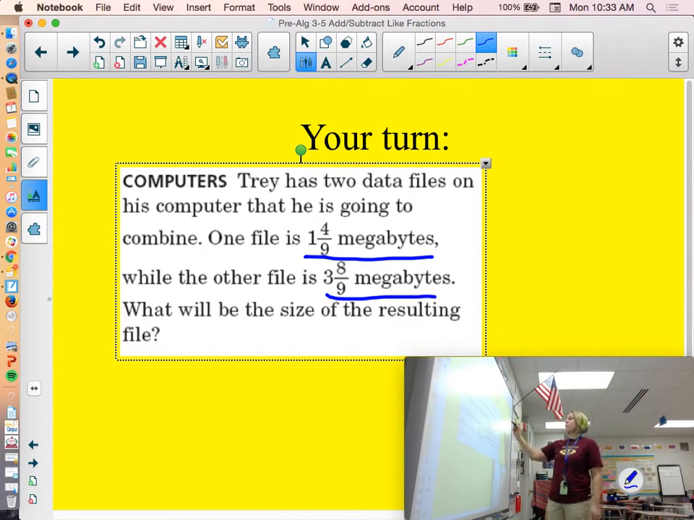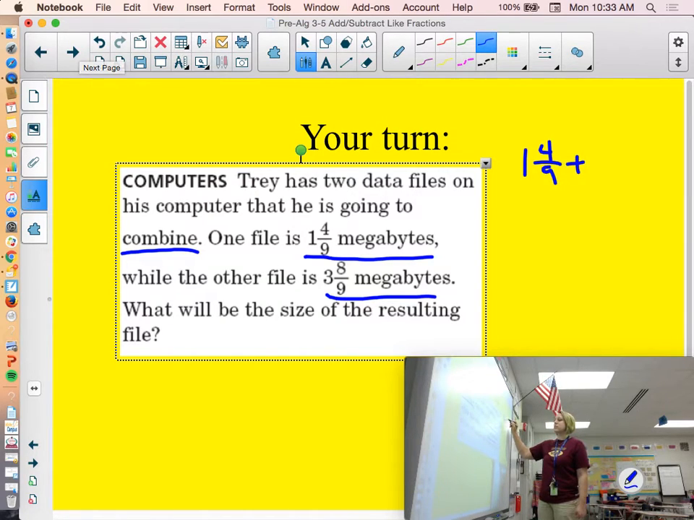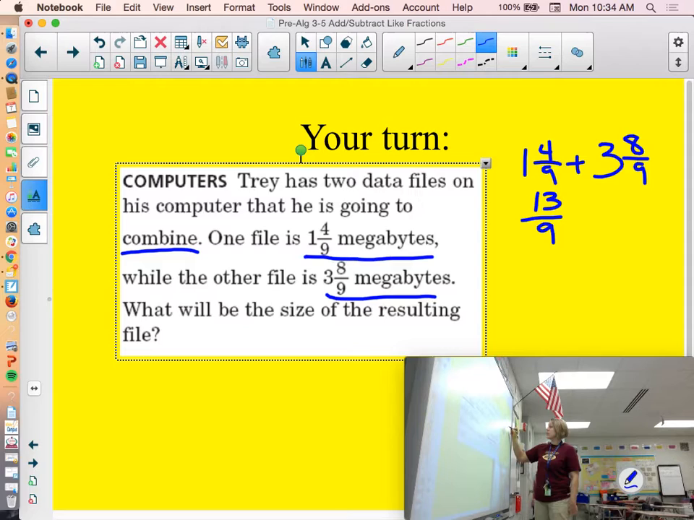Okay, so I saw that we were asking what will the size of the resulting file be, and we're combining them. The word combine means to add. So I have 1 4/9 that I need to add to 3 8/9. If I add these, I check they have a common denominator. That's awesome. And then I make them improper fractions. So 9 times 1 plus 4 is 13 over 9. And 9 times 3 is 27 plus 8. Make sure you know this, 35. All right, 35 over 9.